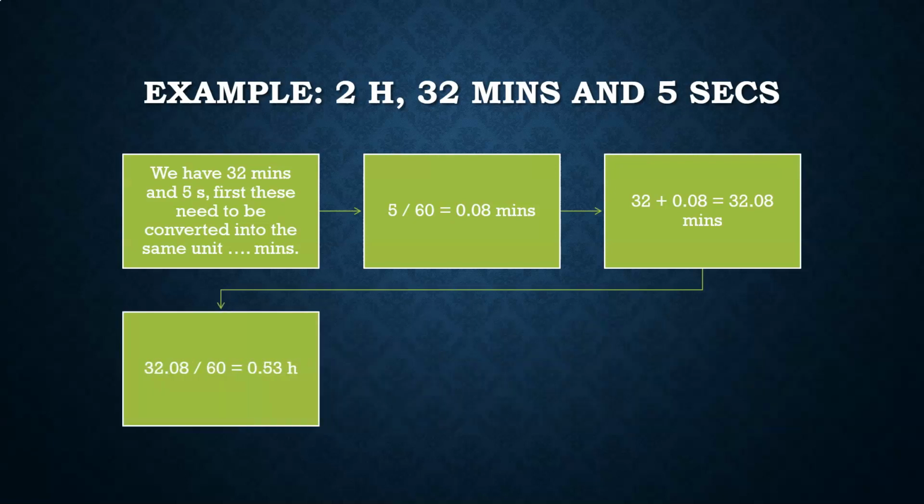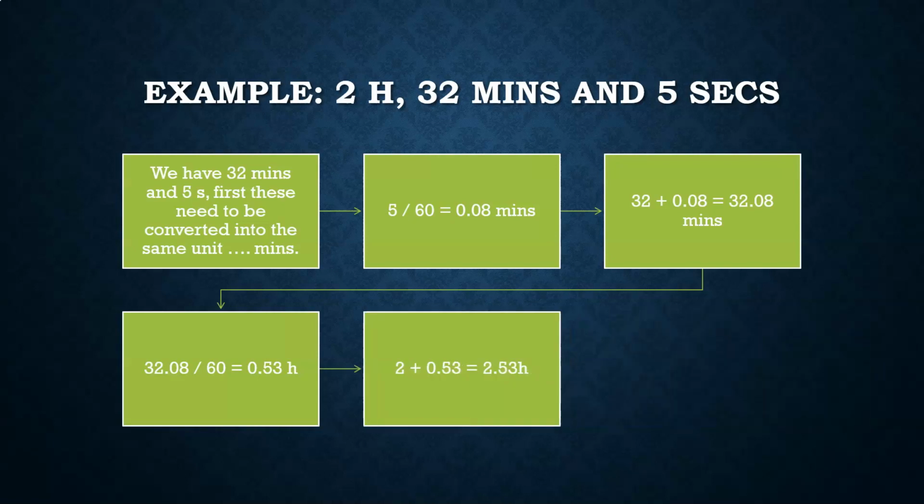Then we need to convert our 32.08 minutes to hours. So we're going to divide it by 60, which gives us 0.53 hours. Add that to our 2 hours. We now have 2.53 hours.